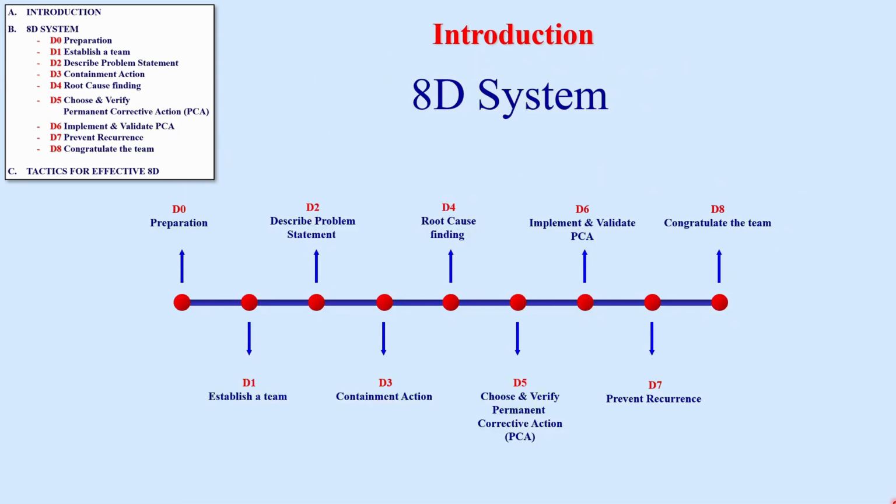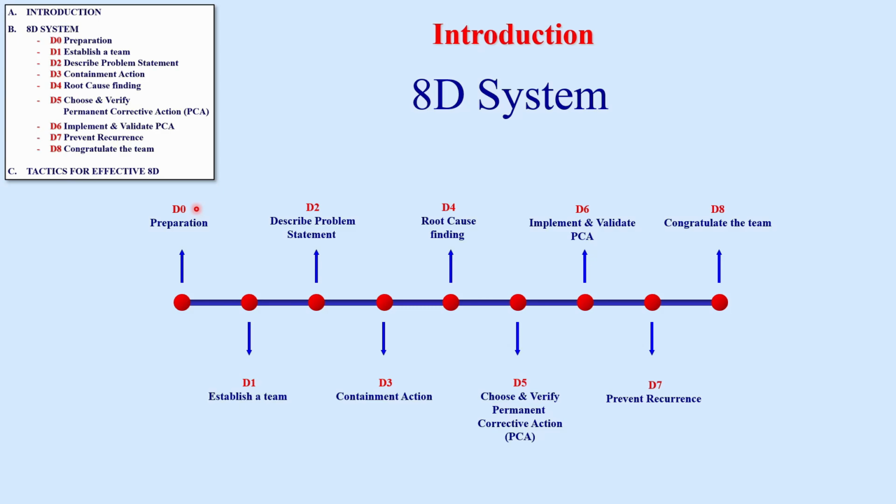There are 2 points I want to make here. First, there is an additional D here, D0. In the late 1990s, Ford developed a revised version of the 8D process that they call Global 8D, G8D. This D0 was added in this revision. D0, the preparation, is a gateway to the process. Here, we collect some initial data and decide if a full 8D team is required.